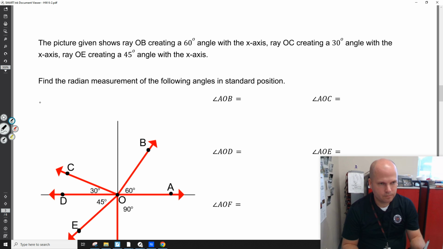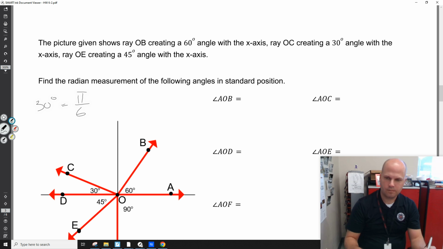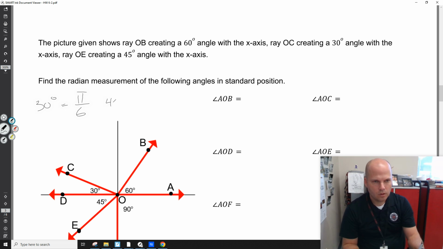You've got to remember, and this is important, just like your special right triangles will be important later, and were important for our first lesson. Pi over 6 is equivalent to a 30-degree angle. Pi over 4 is equivalent to a 45-degree angle. Pi over 3 is equivalent to a 60-degree angle.